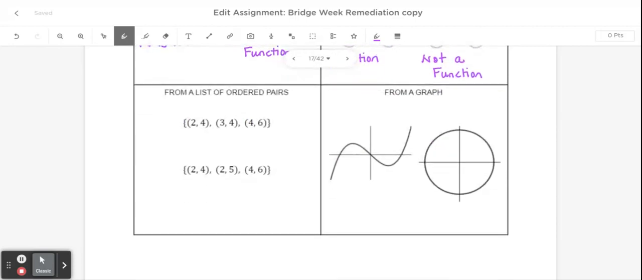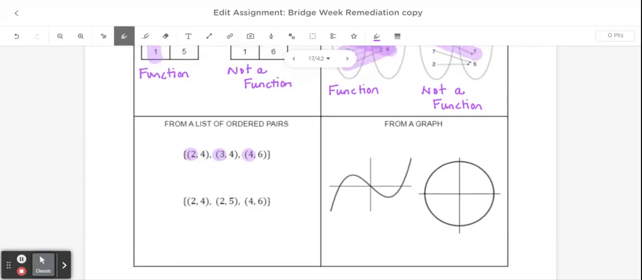In the next example, we're going to have a list of ordered pairs. So in the first problem, the 2 is going to 4's party, 3 is going to 4's party, 4 is going to 6's party. Each of those inputs is only used once. They're each only trying to go to one party. So this would be a function.